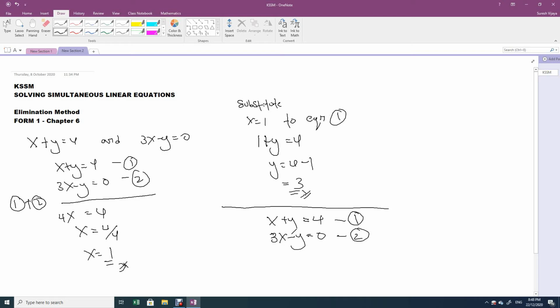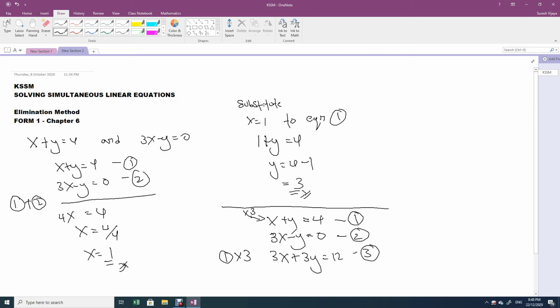To eliminate the value of x, what we need to do is we have to multiply equation 1 by the number of 3. Why we are doing so is because in equation 2 we are having the coefficient of 3. So to change equation 1 to have a similar coefficient to equation 2, we have to multiply by 3. So we will have 3x plus 3y equals to 12. This whole thing you have to multiply by 3. So then we have equation 3.